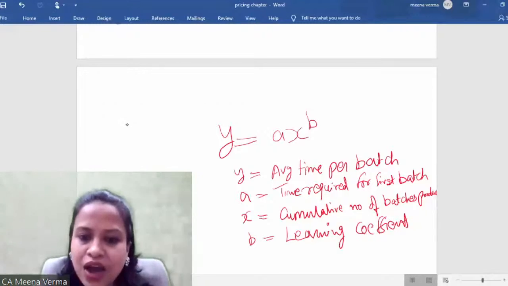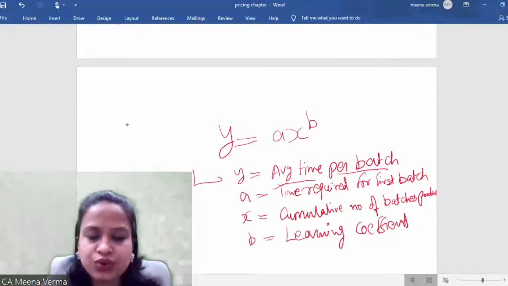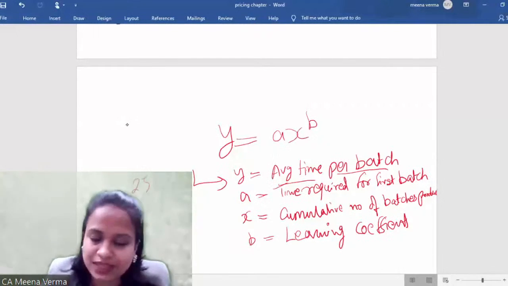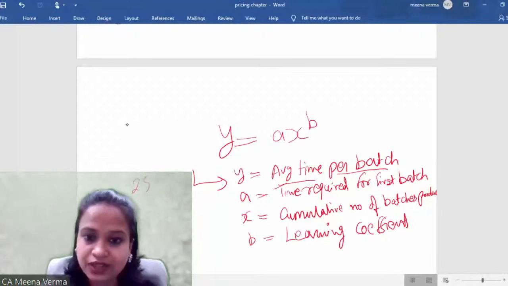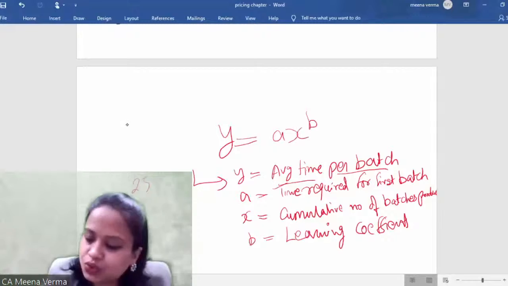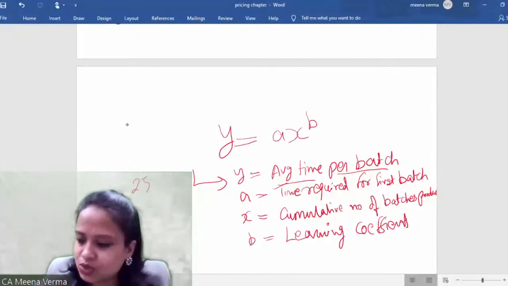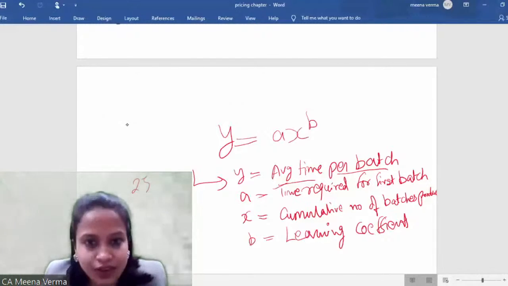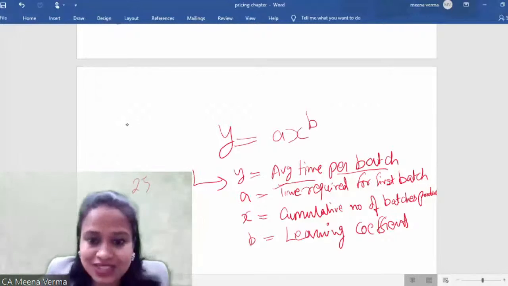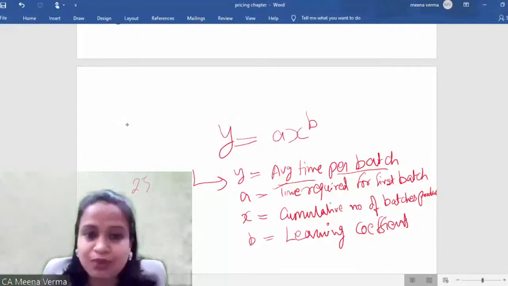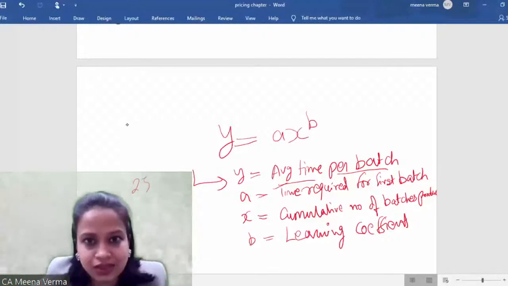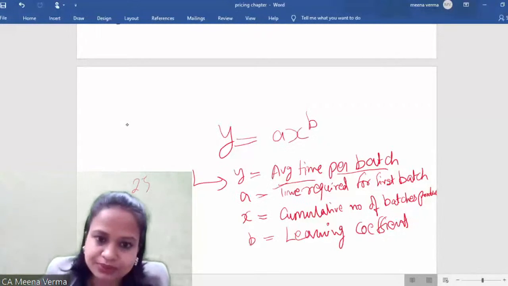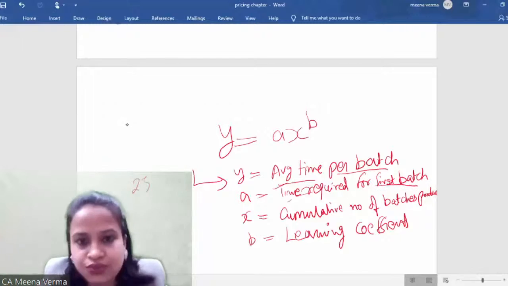Now see, Y is the average time per batch, and this is what you need to find, so that you can divide it, since you are producing 25 batches initially. You need to calculate this average time, because for one batch the time is more, the next time it will reduce, and it will reduce more, and this will continue up to 25 batches. The time is not fixed; for every batch, the time is different. So you want to find the average time up to the place where the learning curve is applicable.